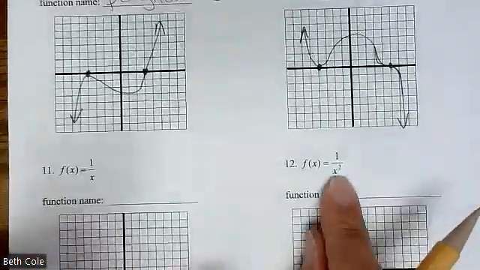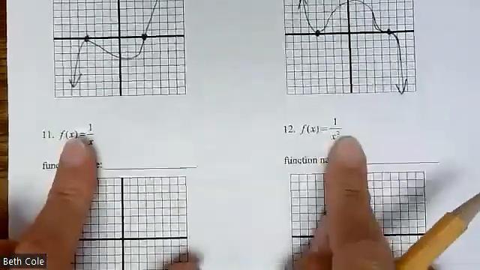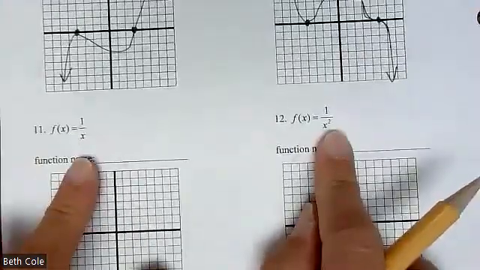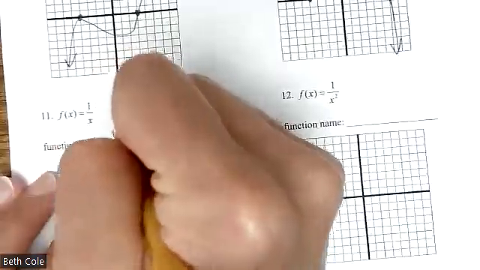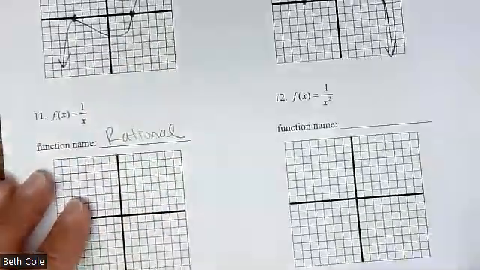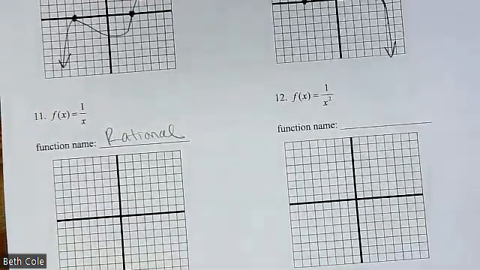11 and 12 are the same kind of thing too. Again, I put 2 just to have 2 examples. Does anyone remember what those are called? Ooh, rational. The root word of rational, not rat, it's ratio. Ratio is a fancy word for fraction. Something over something else, so rational.